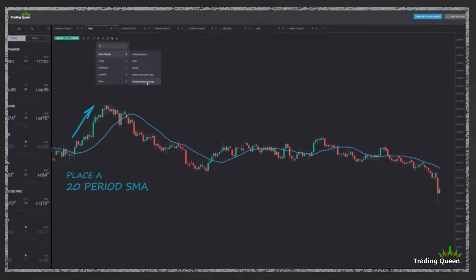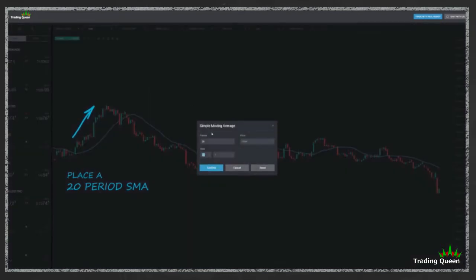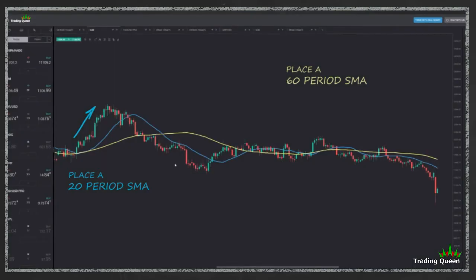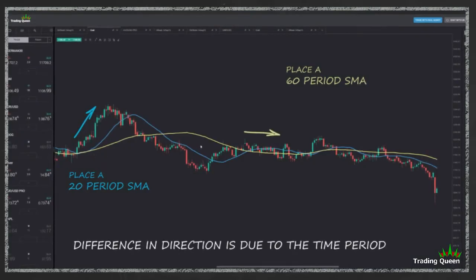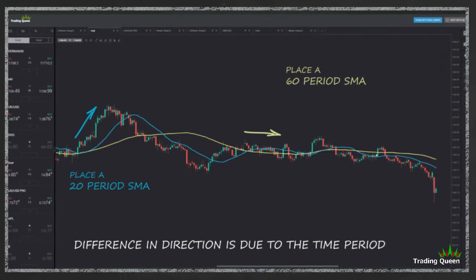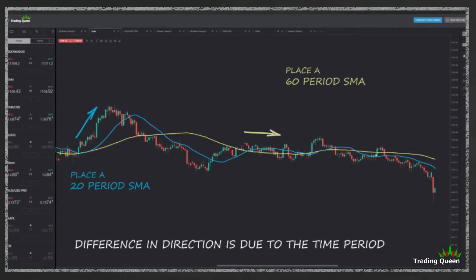Yet, when we place a 60-period simple moving average in the same way, we see that it shows the price in a range, with no clear upward or downward trend. The difference in the direction of the trend, portrayed by the moving average, is due to the time period. Shorter period moving averages are faster at generating signals, and changes in the price of the instrument will be reflected more quickly. The longer period moving average will react to price changes much more slowly, but will generally provide more reliable trading signals.